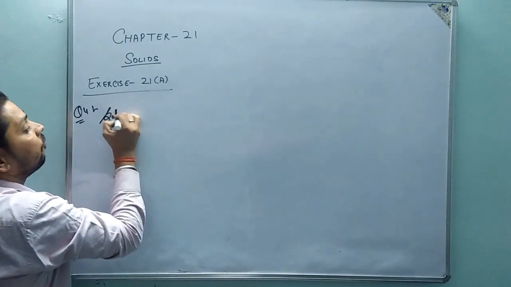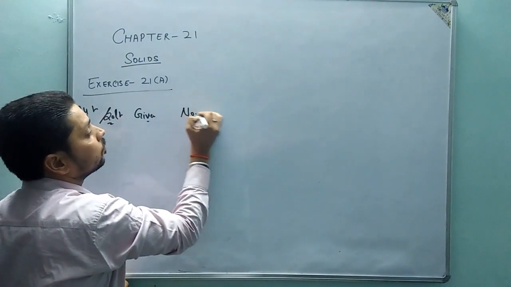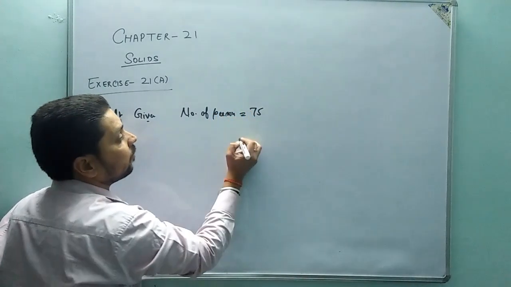So beginning with what is given, number of persons is equal to 75.